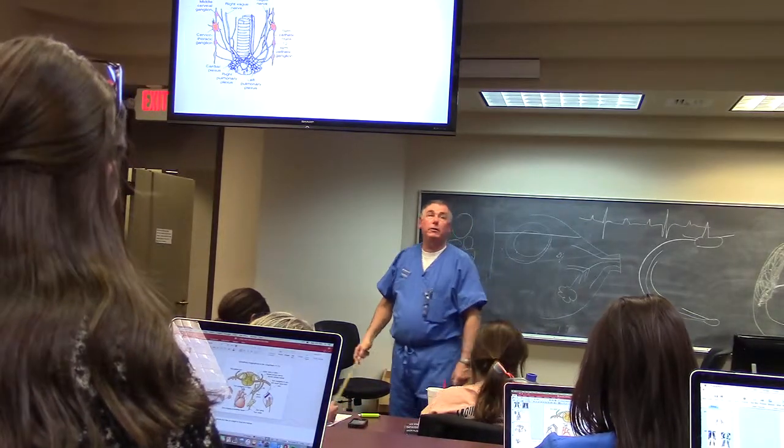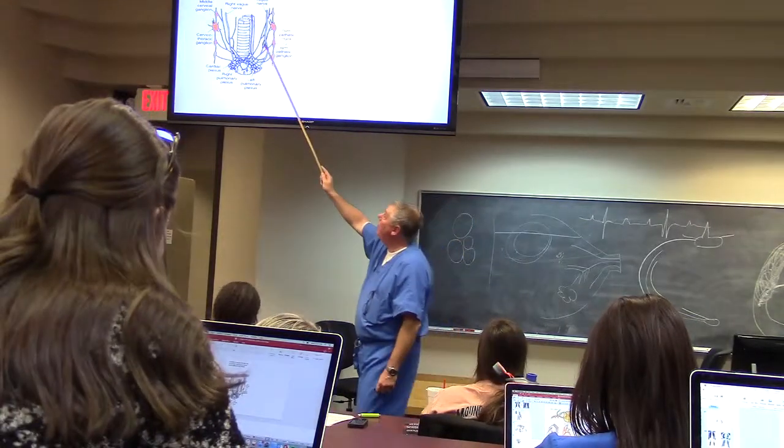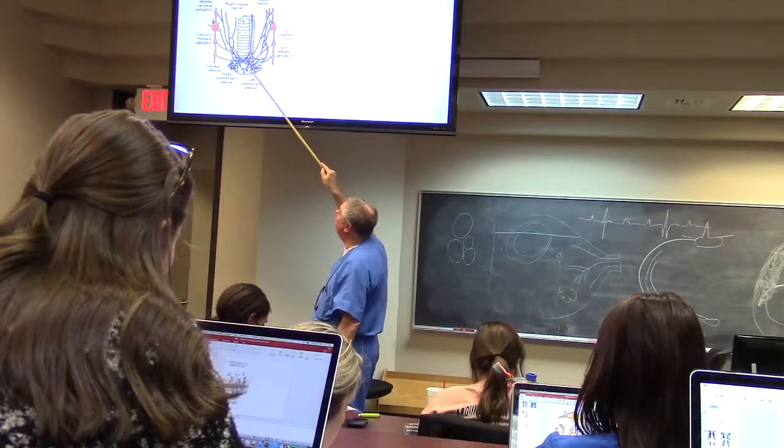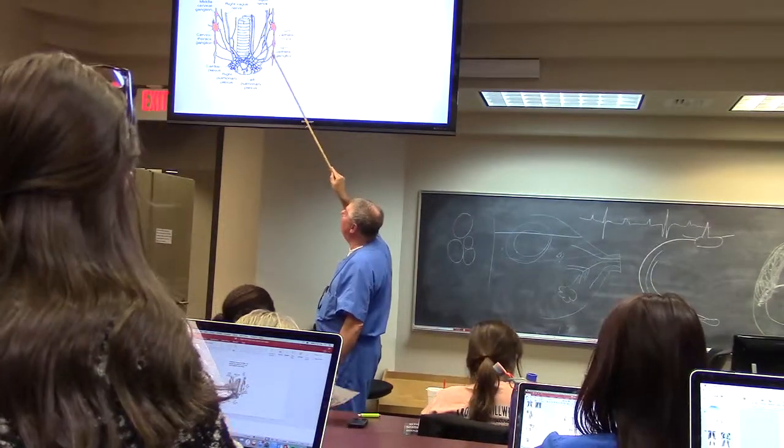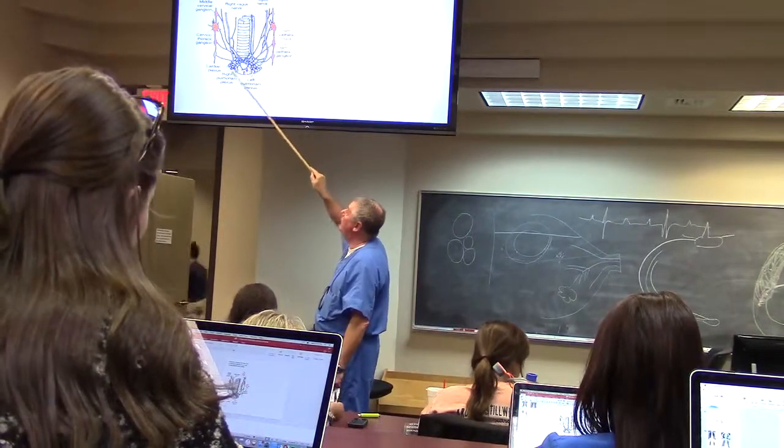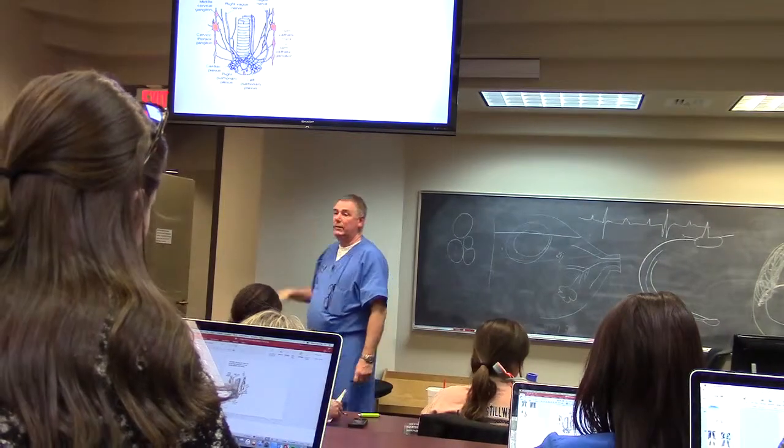You put them together, and this is what it looks like. You have branches that come off of the vagus. You have branches that come off of the sympathetic chain going into this ganglionated plexus.